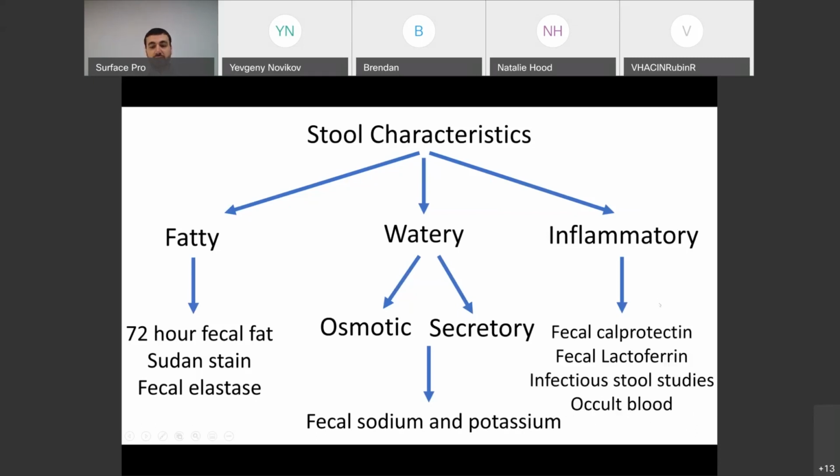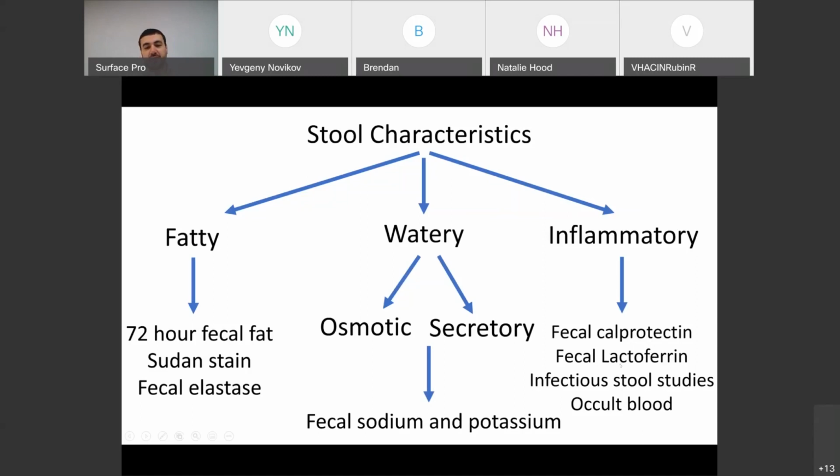Inflammatory things that you can order: calprotectin and lactoferrin are great tests, and they've largely replaced the fecal white blood cell, the fecal leukocytes that we used to order. So if anyone tells you to get a fecal leukocyte, they mean order a calprotectin or lactoferrin. The difference between the two is that calprotectin is a number, it's quantitative. Lactoferrin is qualitative.